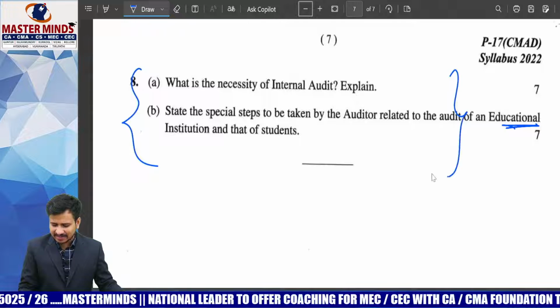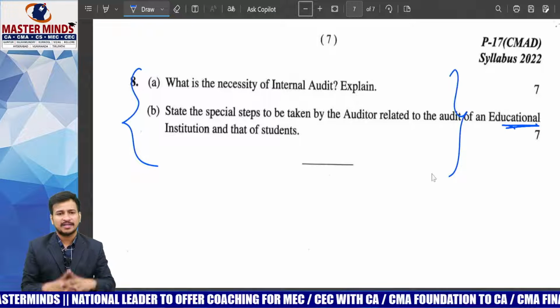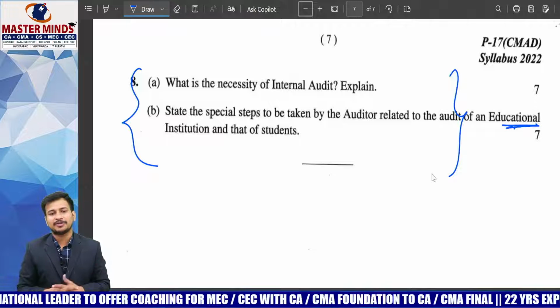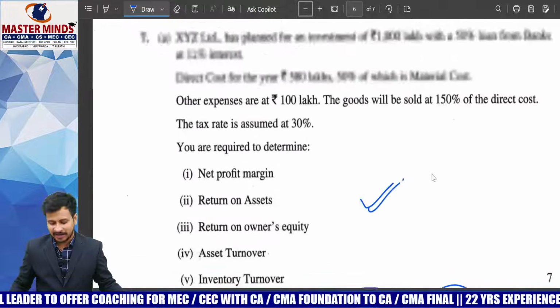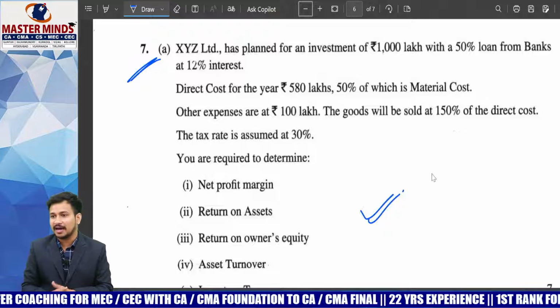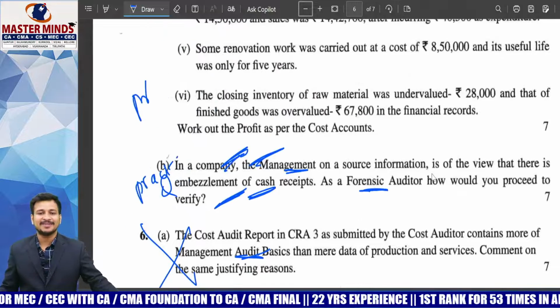And while writing the theory, no need to exactly reproduce the same, especially in cost audit. But technical jargon and technical terminology is mandatory. Apart from that, you can write by your own. Yes, you will be awarded marks, because this paper is totally like a practical paper rather than a pure theoretical paper.